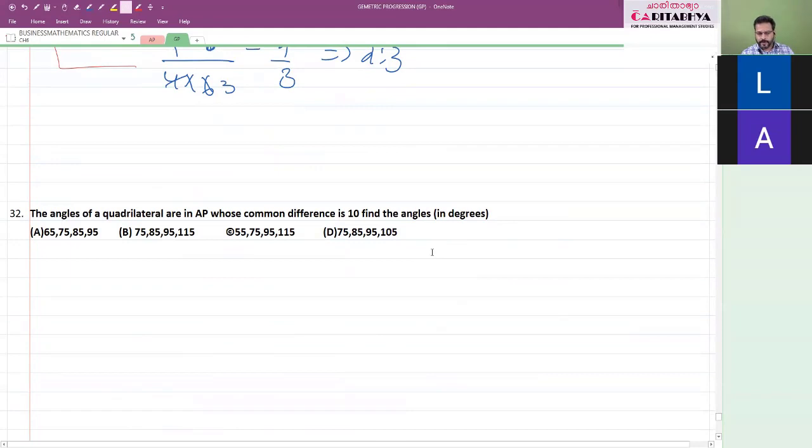The angles of a quadrilateral are in AP whose common difference is 10. Find the angles. So quadrilateral total angle എത്ര വരണം? ആംഗിളിന്റെ സം എത്ര വരും? 360 വരും. സോ അതിനകത്ത് 4 ആംഗിളും AP യിലാണ്. കോമൺ ഡിഫറൻസ് ഈസ് 10.